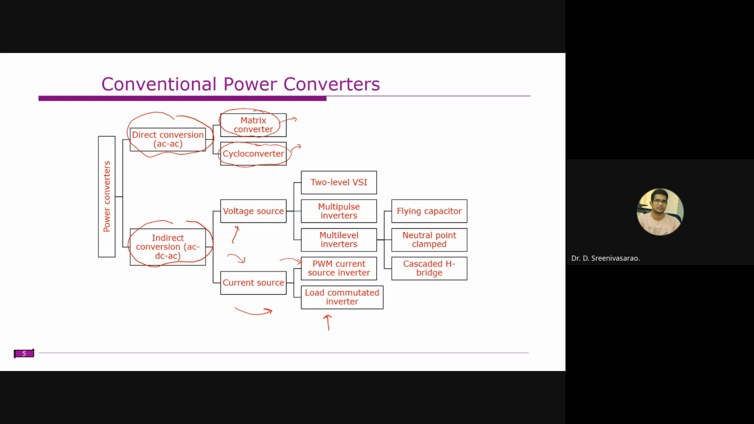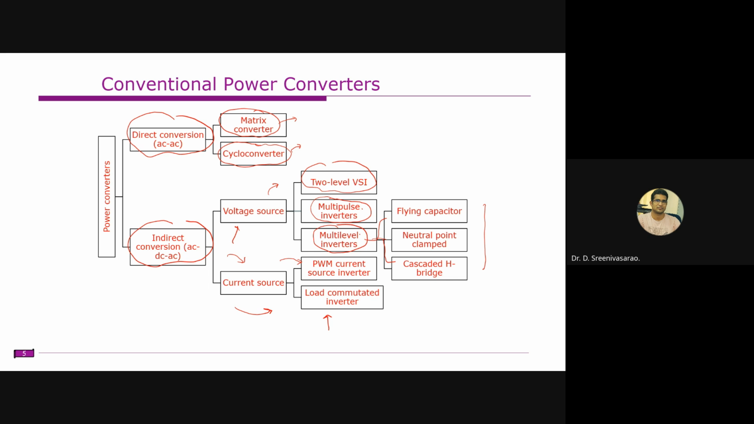In case of voltage source inverters, which are very popular nowadays, right, we have two-level inverters available. And multi-pulse inverters and multi-level inverters are available. The multi-pulse and multi-level inverters are for high power and medium voltage applications. In case of multi-level inverters, there are varieties of topologies available. The flying capacitor, neutral point clamp, and cascaded H-bridge are the popular ones. Also, later on, several inverter topologies were introduced. Mostly these are by changing the circuit devices here and there.